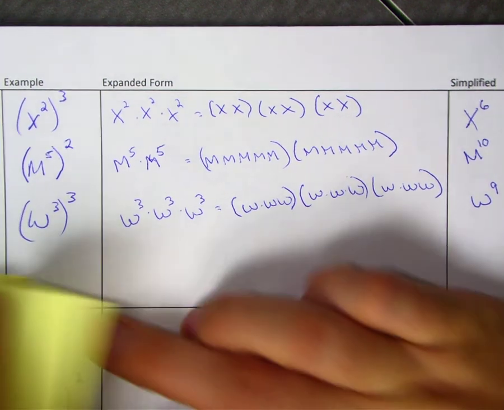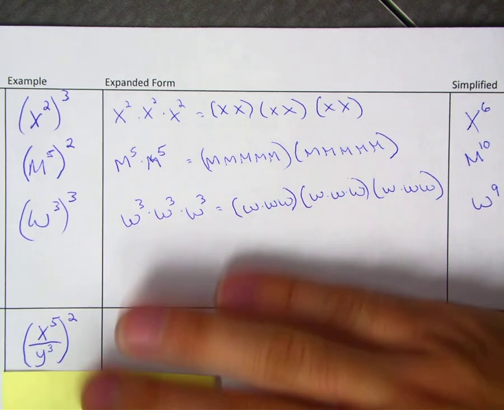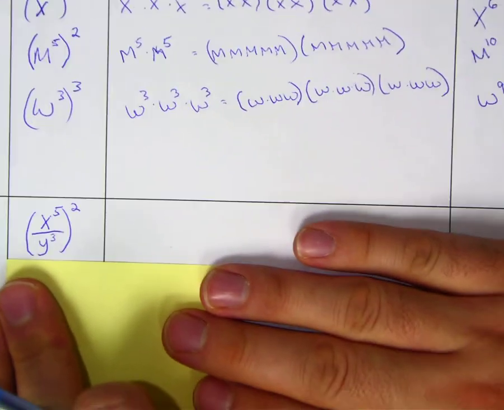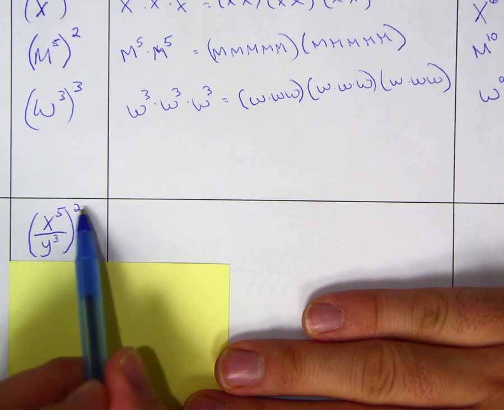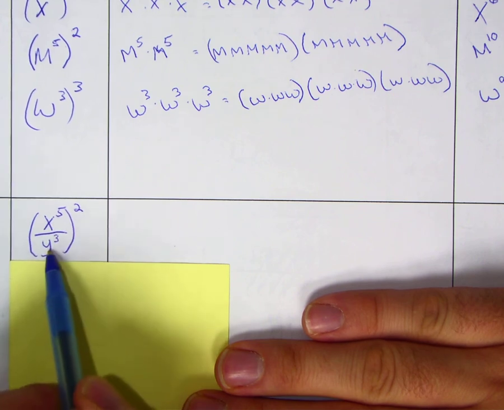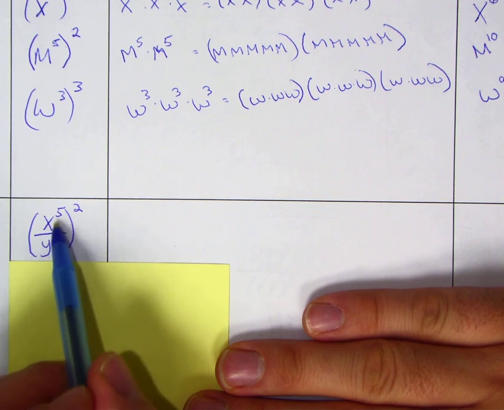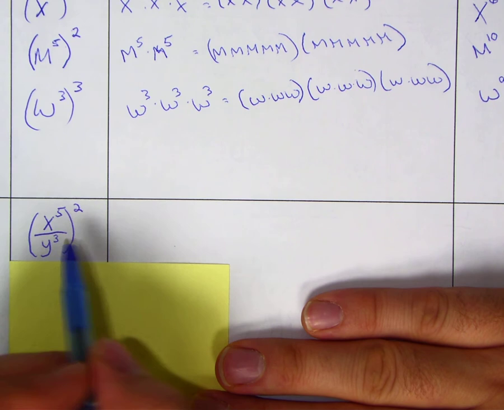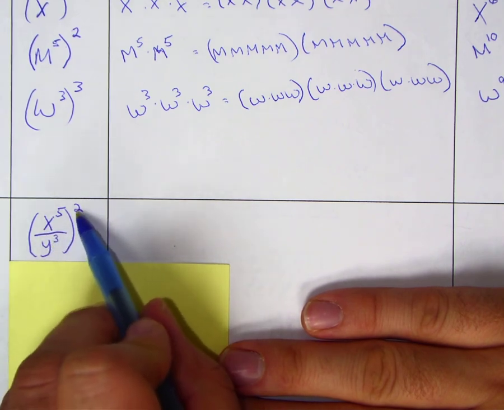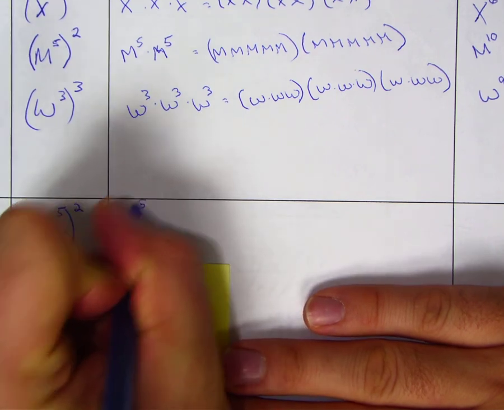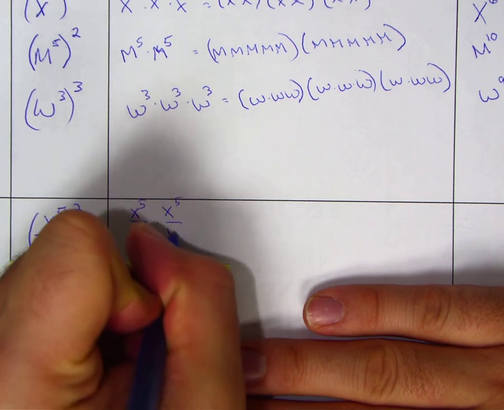All right, so the next thing we're going to talk about is what's called the power of a quotient rule. So in the power of a quotient rule, we've got x to the 5th over y to the 3rd, all to the 2nd. Now if we had x to the 5th over x to the 3rd, we could subtract those if you remember back to the quotient rule. But they don't have the same base, so we can't. So what we're saying here now is we've got 2 of these: x to the 5th over y to the 3rd times x to the 5th over y to the 3rd.